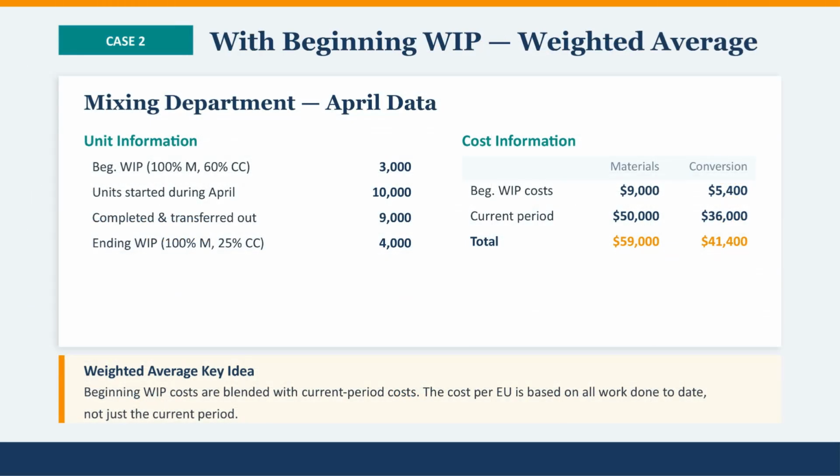In Case 2, we blend beginning WIP costs with current period expenses using the weighted average method. April's mixing department starts with 3,000 units, already 100% complete for materials, and 60% for conversion. After adding 10,000 new units, we complete 9,000 and leave 4,000 in ending WIP at full materials and 25% conversion. Combined costs of $59,000 for materials and $41,400 for conversion form a $100,400 base for per EU calculations.